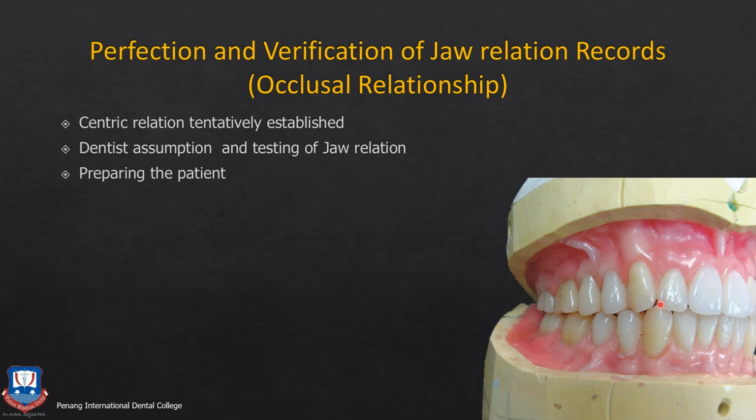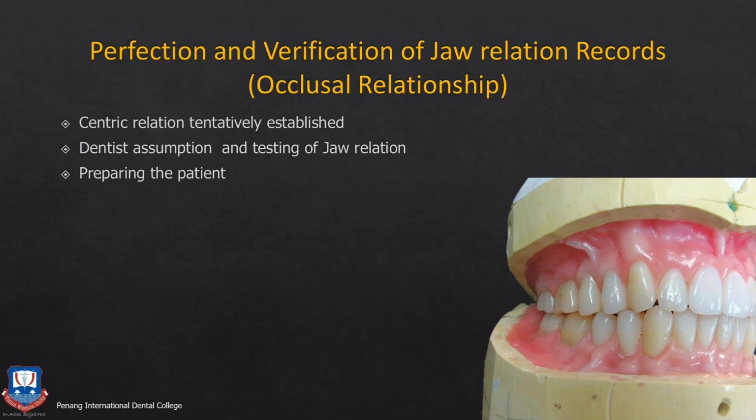There should be proper maximum intercuspation of the upper and lower teeth in centric relation. That is, centric occlusion and centric relation should coincide with each other. There should not be any slide. When the patient closes, there should be maximum intercuspation. The class 1 occlusal relationship should be visible, and there should be no evidence of the patient sliding the mandible from the centric position.